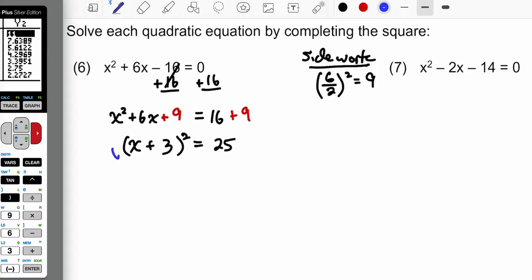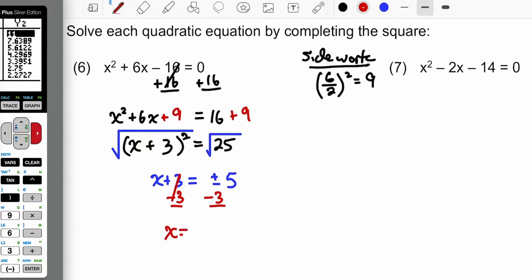I'm going to take the square root of both sides. And that's going to give me an x plus 3 is equal to plus or minus 5. And then I have to go the distance. All right. So I'm going to subtract the 3, and I'll get x is equal to negative 3 plus or minus 5. Another step that you should try to do in your head. You shouldn't really go for the calculator on this.